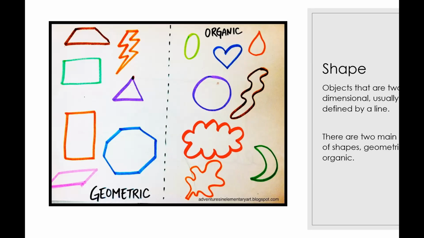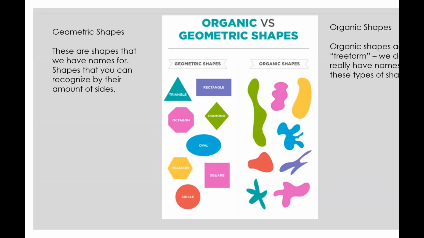There's some artist disagreement on if a circle is a geometric or an organic shape. I always consider it to be geometric, but I'm not worried about it either way if you think it is or isn't. So what does that mean? What is a geometric shape? A geometric shape is a shape that we have a name for, that you can measure precisely. They are shapes that you can recognize by the amount of sides.